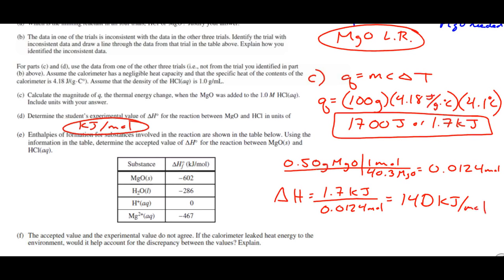It is also really important to understand the sign. If it's releasing energy into the water, that means it is losing it from its system, from the reaction itself. So it actually would be a negative 140 kilojoules per mole.